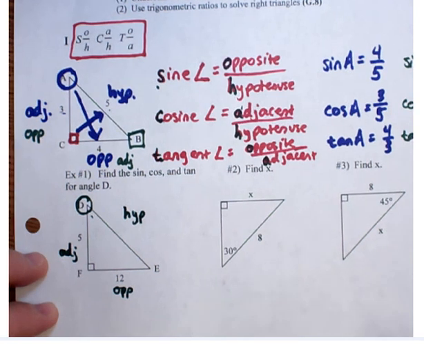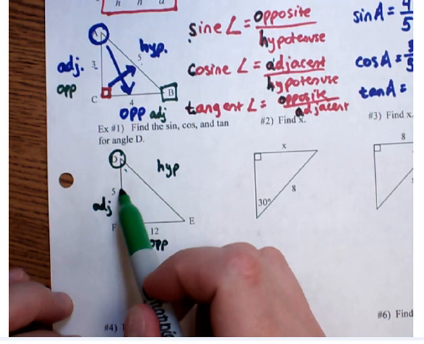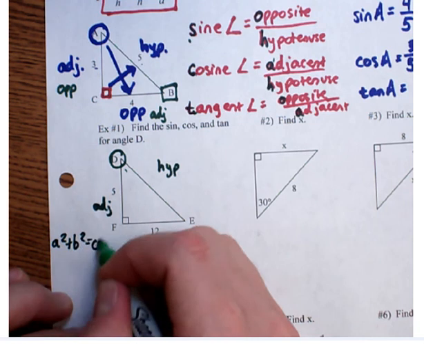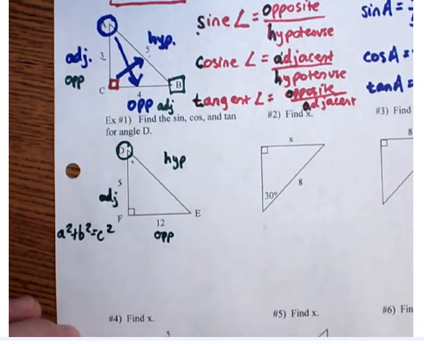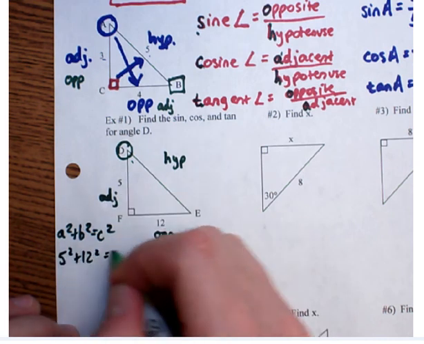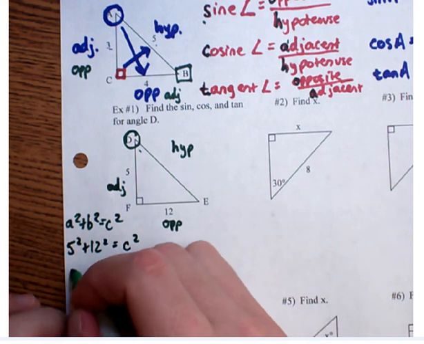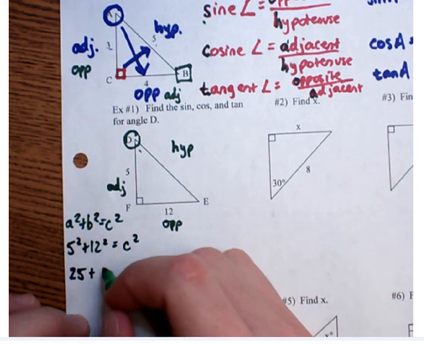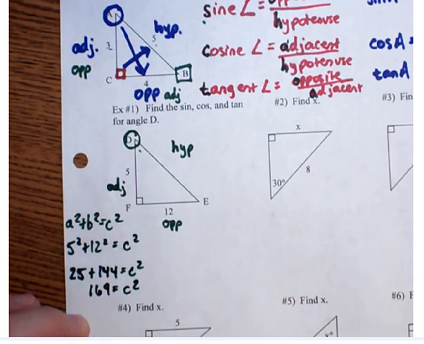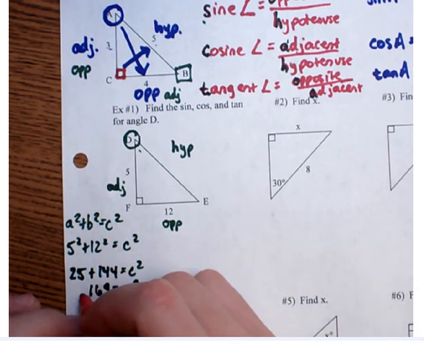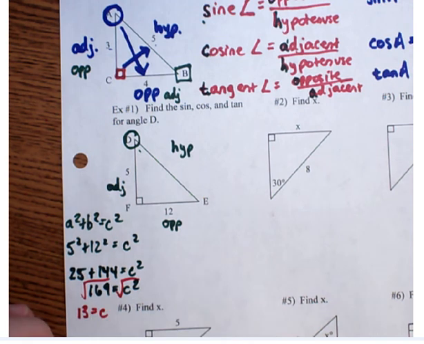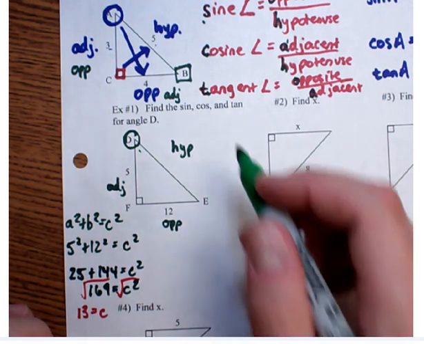Well, how can you find it? They give you the legs 5 and 12. Let's use a squared plus b squared equals c squared. Let's do the Pythagorean theorem. Okay, so we get the legs are 5 and 12. So we get 5 squared, that's 25, plus 12 squared is 144, equals c squared. That adds up to 169. Now to solve that, we need to take the square root of both sides, and we get 13 is equal to c. So we can go back to the picture now. The hypotenuse is 13.